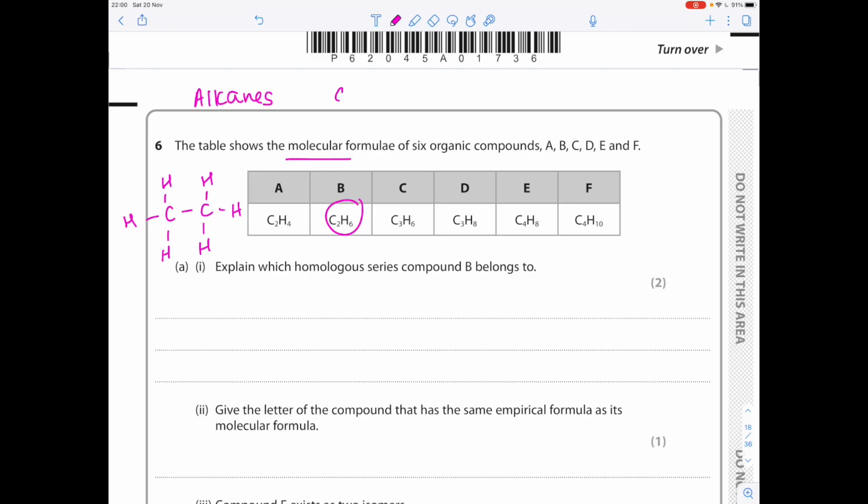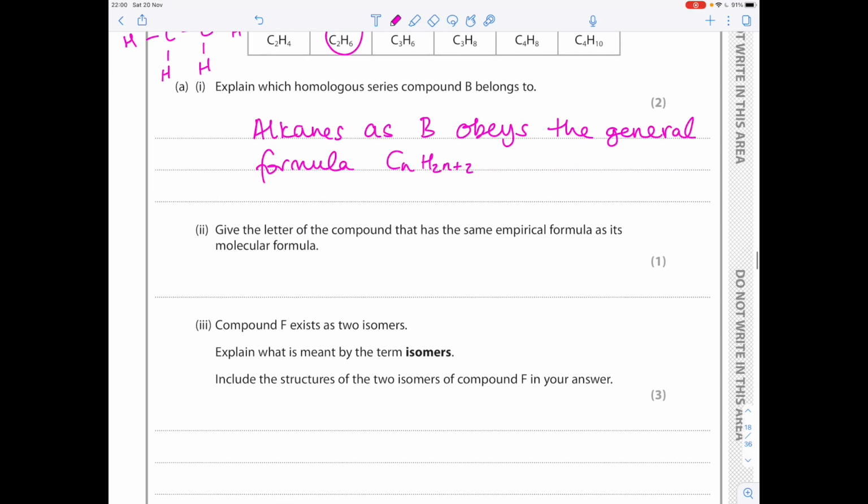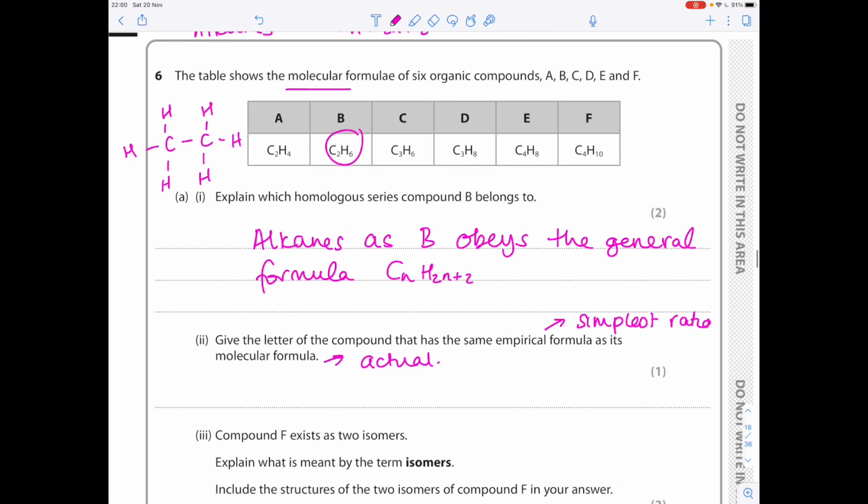What do we know about alkanes? Well, they obey the general formula CnH2n+2. So B obeys the general formula CnH2n+2. Give the letter of the compound that has the same empirical formula as its molecular formula. So remember, the empirical formula is the simplest ratio of atoms of each element. The molecular formula is the actual number of atoms of each element.